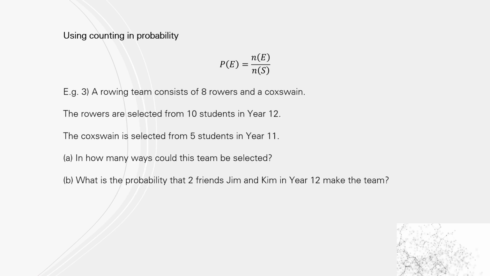For our third example, we're going to have a rowing team which consists of 8 rowers and a coxswain, where the rowers are going to be selected from 10 students in year 12, and the coxswain is going to be selected from the 5 students in year 11. The first question is how many ways can we select the team, and the second is what's the probability that 2 friends, Jim and Kim, who are in year 12, make the team.